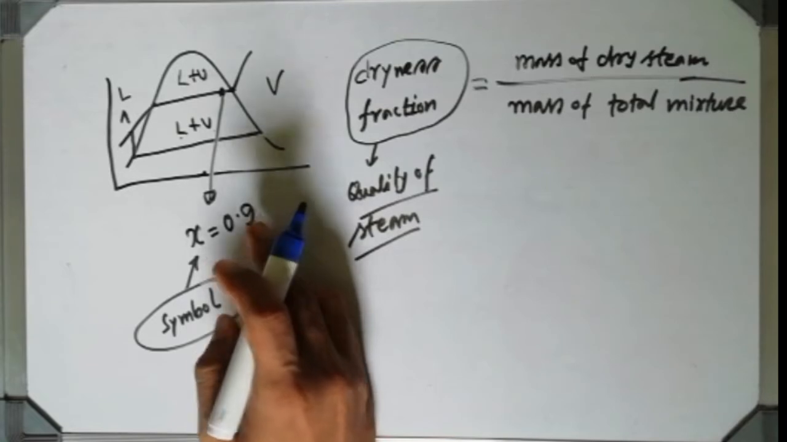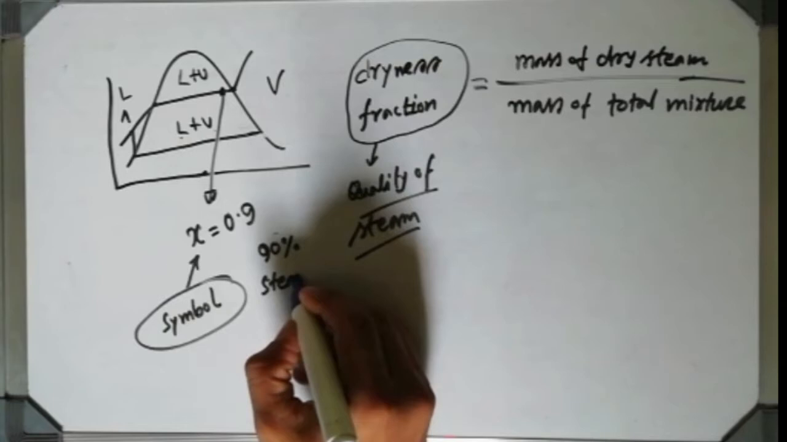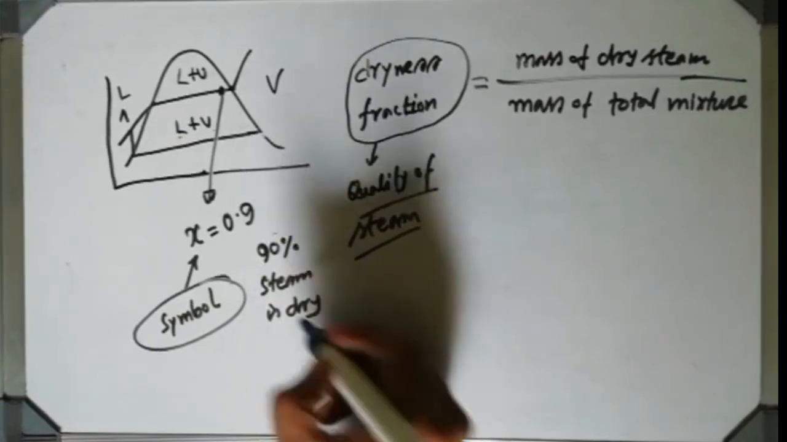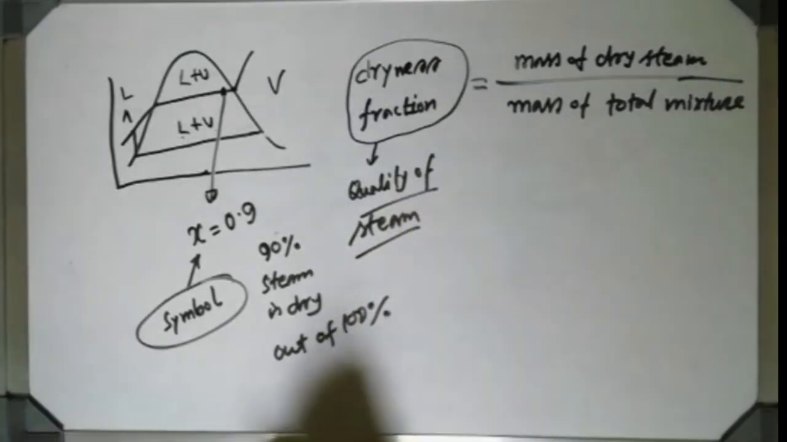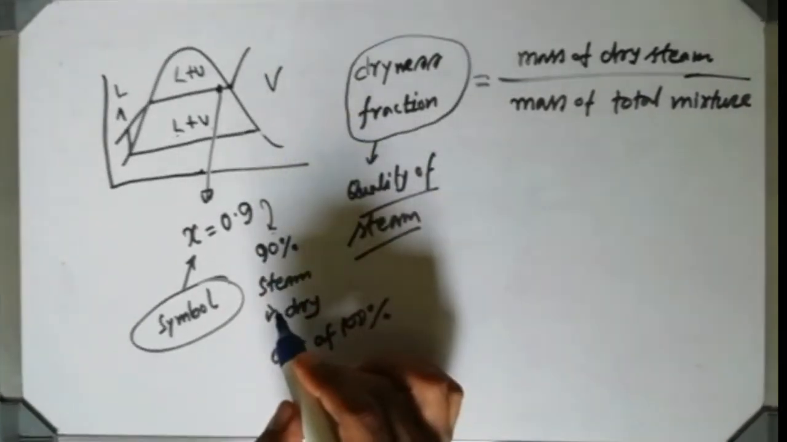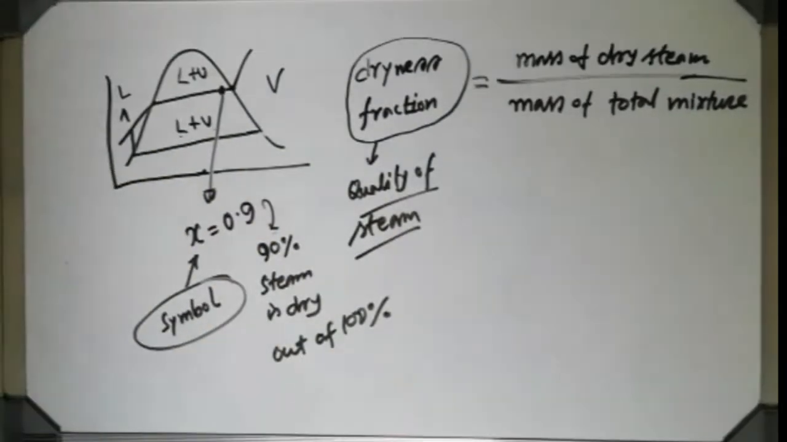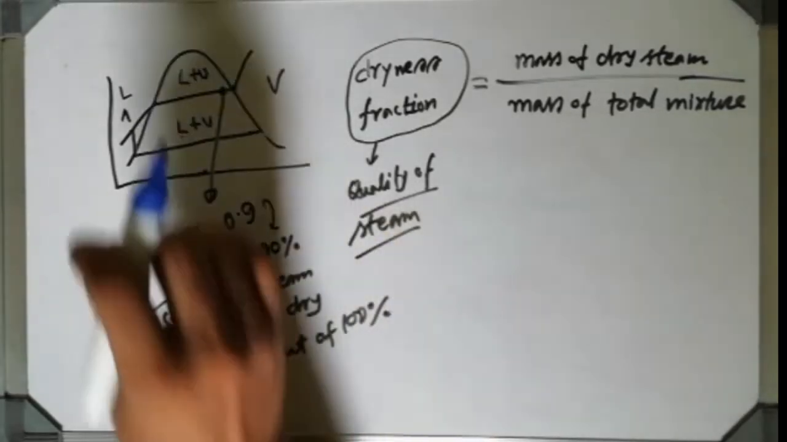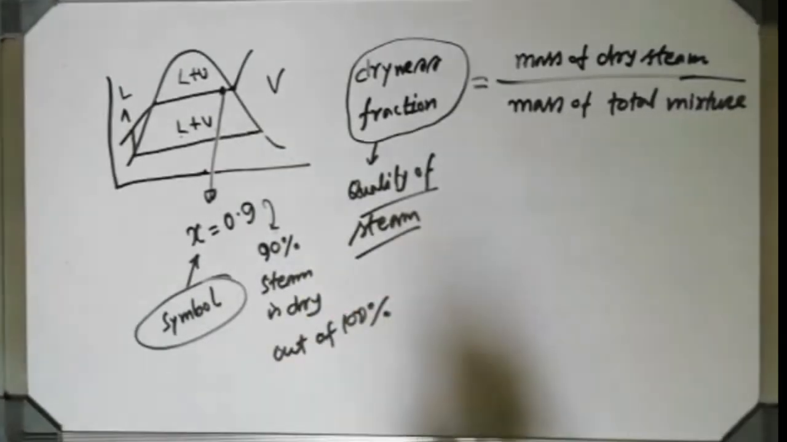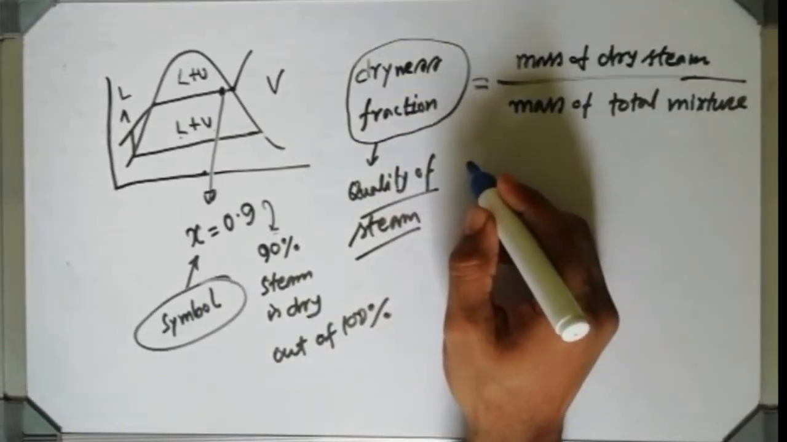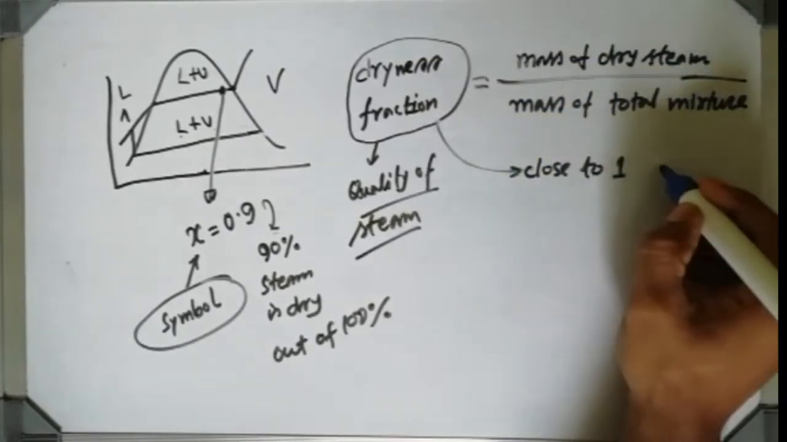What does this mean? That means 90% of the steam is dry out of 100%, isn't it? 0.9 means 90% steam is dry out of 100% steam. Out of 100% means that 100% constitutes the liquid part and vapor part both. That's why if the dryness fraction is close to 1, then it is good.